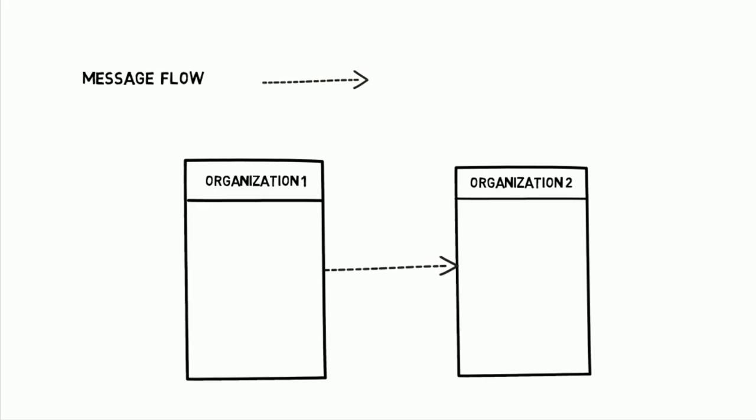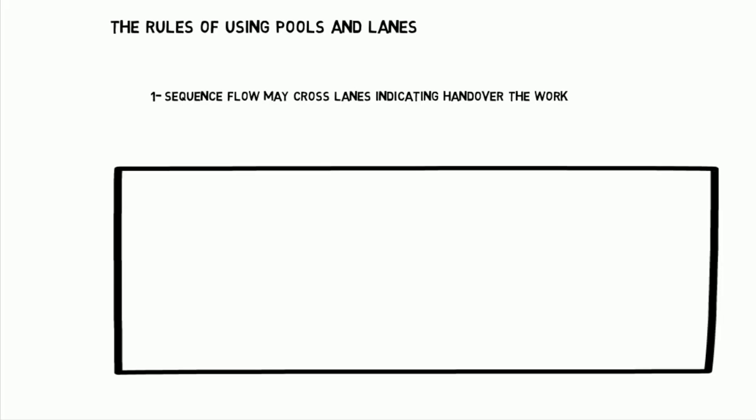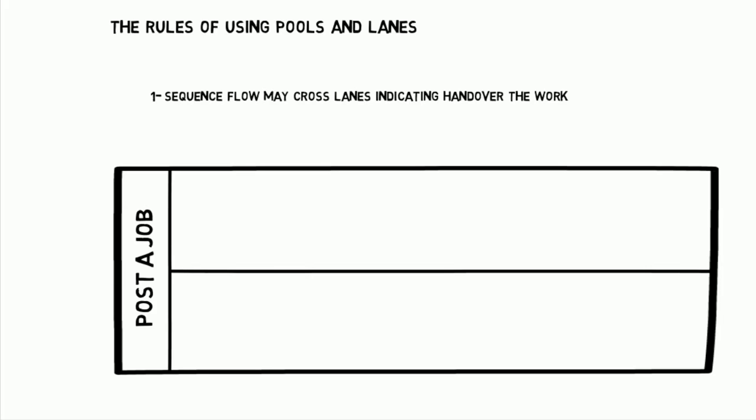Now we will talk about the rules of using pools and lanes. Rule number 1: sequence flow may cross lanes. In this example, there is a process to post a job, and it contains two units, the business department and the human resources.